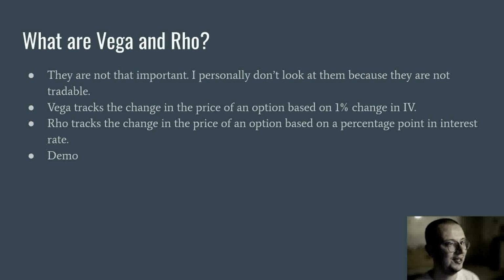We also have Vega and Rho. I personally don't even look at them. They are not that important. Vega tracks the change in the price of an option based on a 1% change in implied volatility, and Rho tracks the change in the price of an option based on a percentage point change in interest rate. I personally don't believe these values are something you can make a trade based on. Just as an example, we'll show them on the platform.